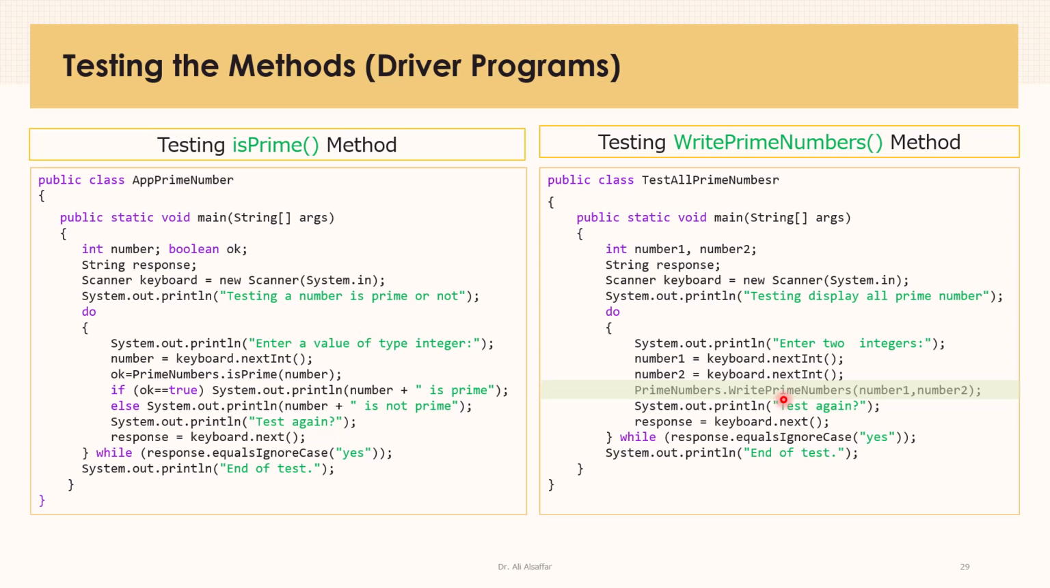And if we want to test the method again, a message will be displayed on the screen asking the user, do you want to test again? And the user here is supposed to type yes or any word other than yes. If the user types yes, then it will repeat the same process by asking for two numbers, supplying these two numbers to the method, and checking the output generated from this method. When the user types anything other than yes, then it will go outside the loop and terminate the program and display that this is the end of the test.